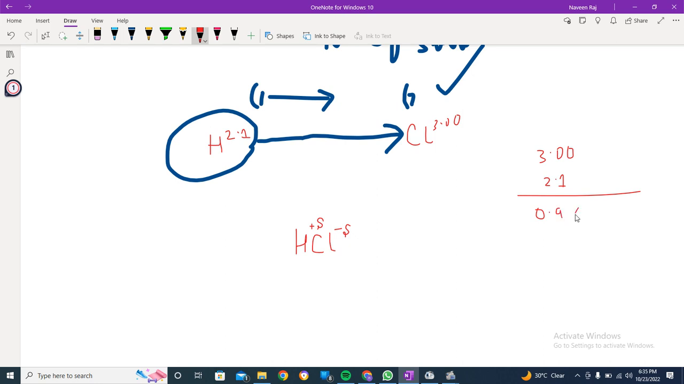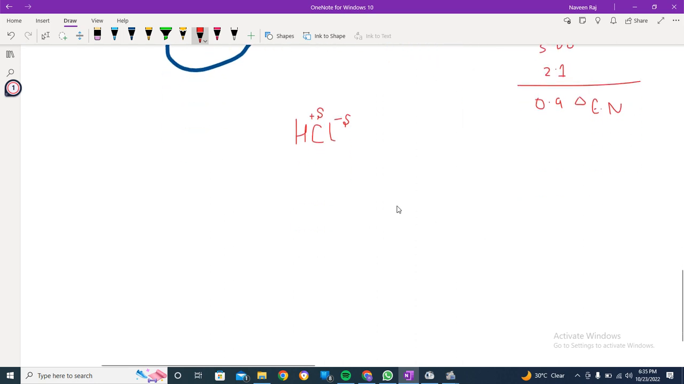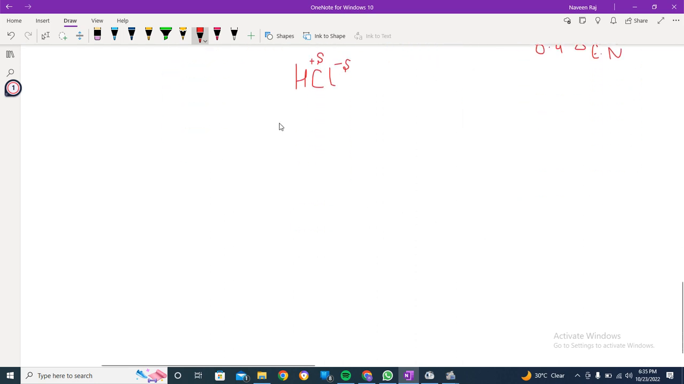0.9 is the electronegativity difference, and those having a larger electronegativity difference have stronger bonds. We have a table in which you can see how they are arranged. Over here we have this line, and here we have 1.7.